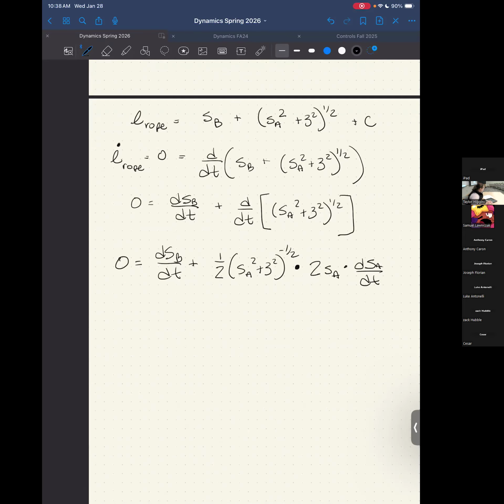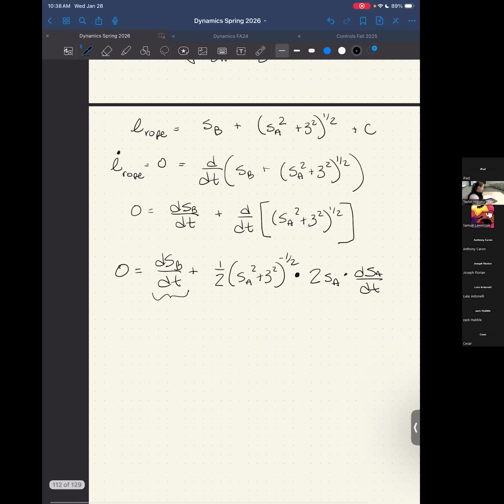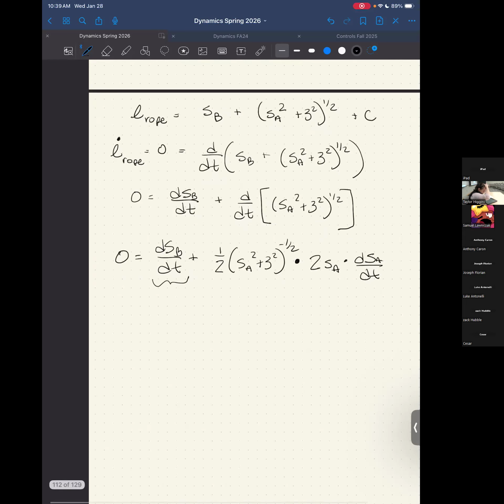Okay. Now I have this nice expression basically for the velocity of B if I'm given some information about the velocity of particle A. Which I am. Yes, of course I am. We got that from the problem statement. There is a little bit of simplification that could be done here, like this 2 and this 1/2 cancel. So I can write dsB/dt is equal to minus (SA squared plus 3 squared) to the minus 1/2 times SA times SA dot.